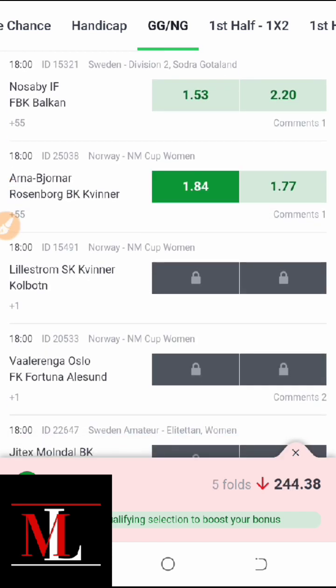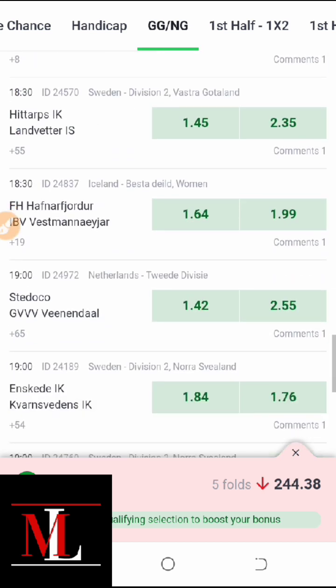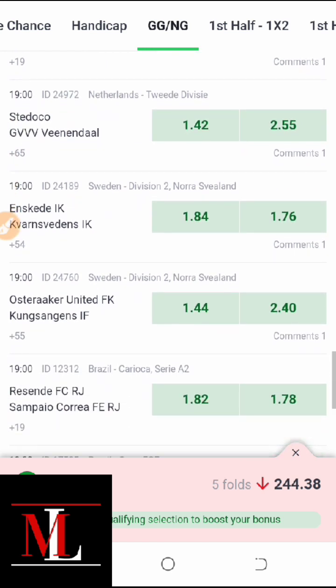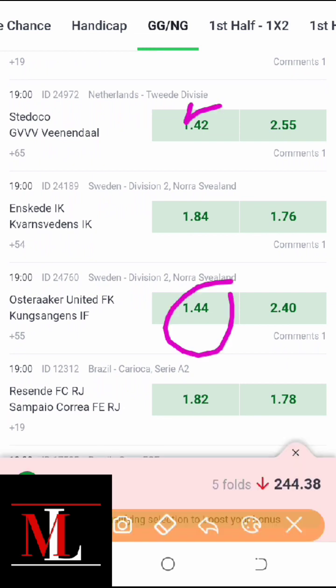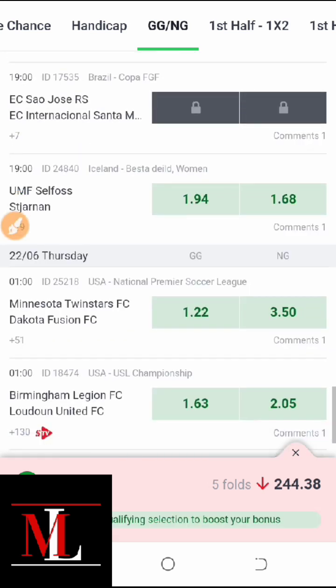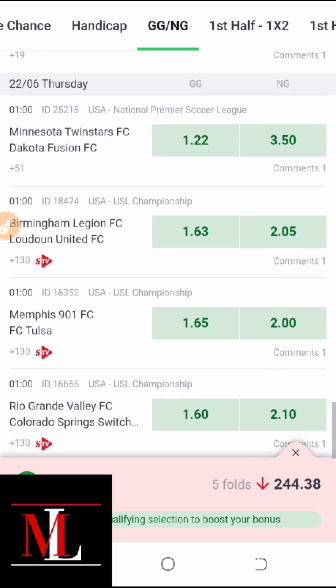I select the bigger odd, like for example this one. At the end of the day, I'll pick two per ticket, and then I will stake higher. At the end of the day, you see that if you play like 5 tickets, 4 or even 3 out of the 5 tickets that you play will win. And if three out of 5 win, that means you made a lot of profit. You even triple your money. So that's one of the strategies that I use to predict both teams to score.